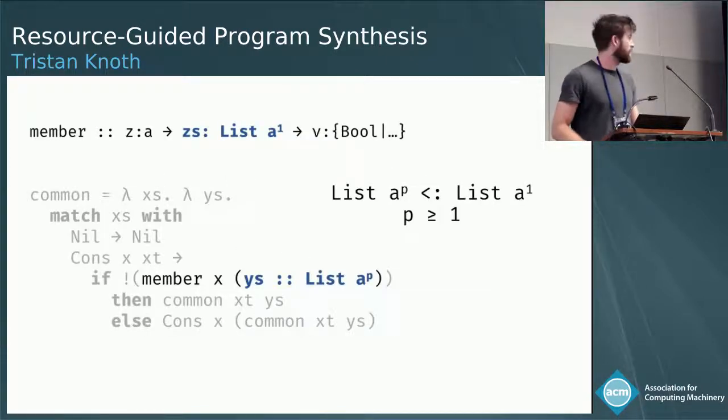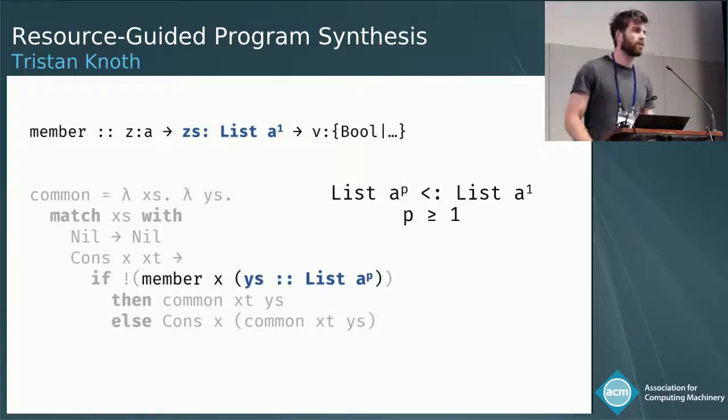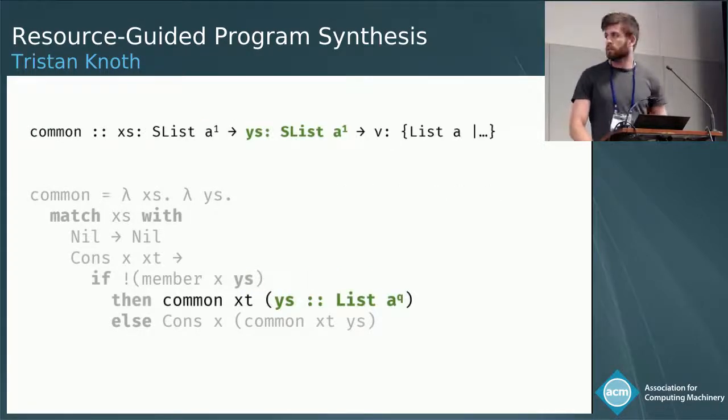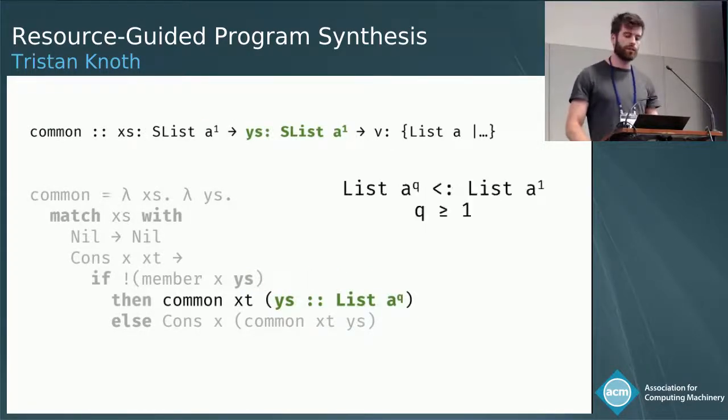So if we go back to the example, the subtyping check is going to induce a numerical constraint on our symbolic resource annotation P. And again, we're asserting that these list elements have to have 1 unit of potential. So if we look at the common application now, essentially the same thing is going to happen. We're going to get a subtyping constraint and then the corresponding numerical constraint.